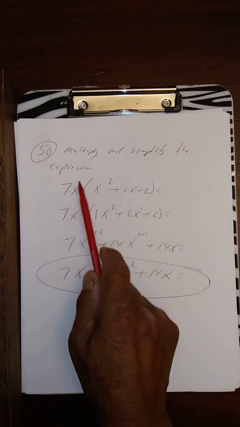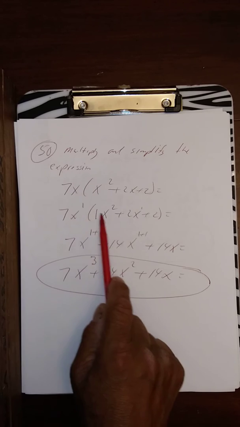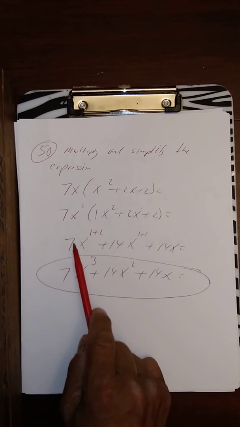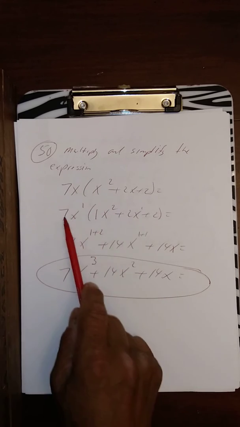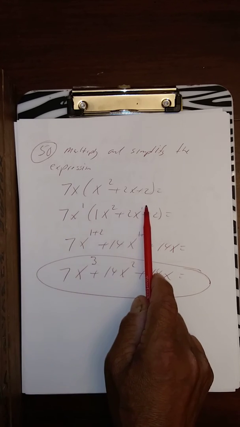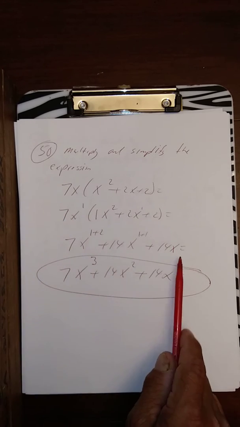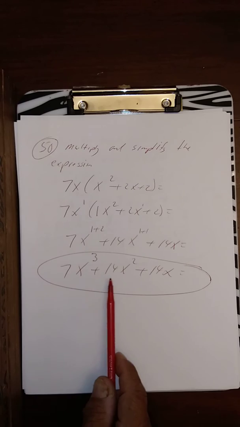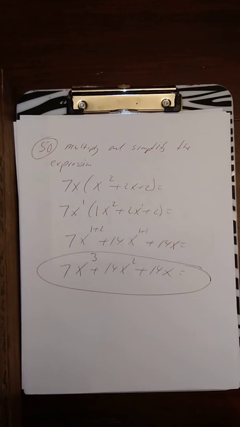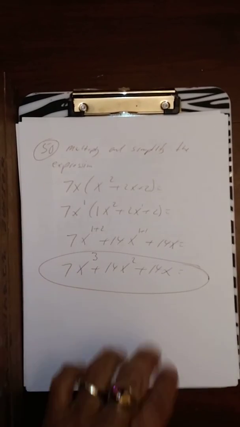Multiply this by the expression. So to the 1 power. So that times that is 7. 1 and 2. That times that is 14. To the 1 and 1. And it's going to be 14x. So it's going to be 7x cubed, 14x squared plus 14x.